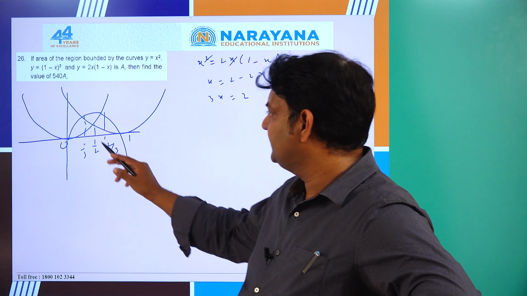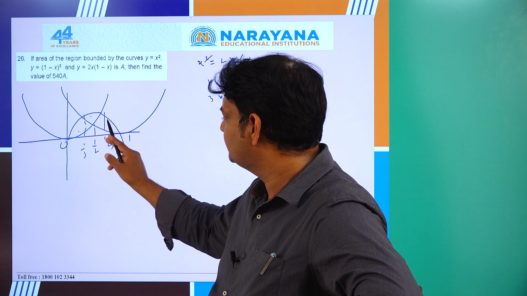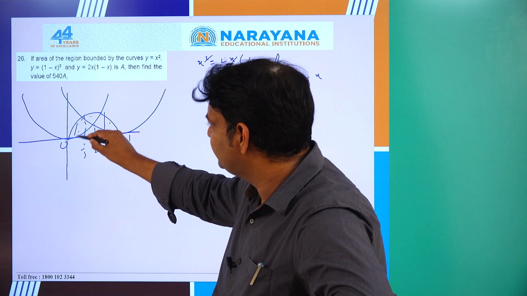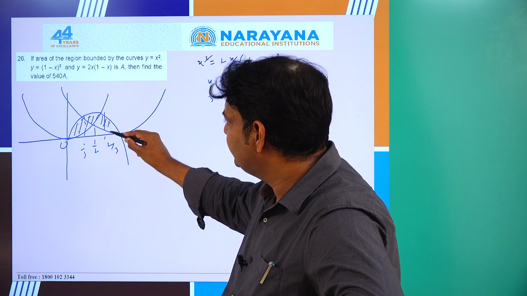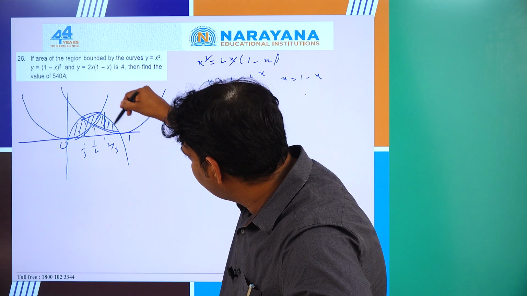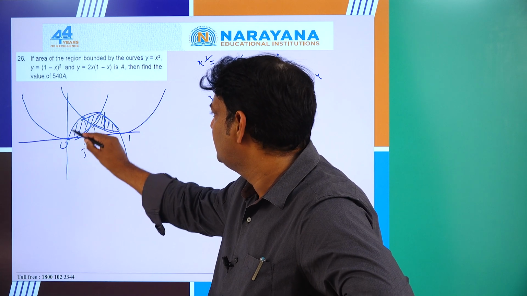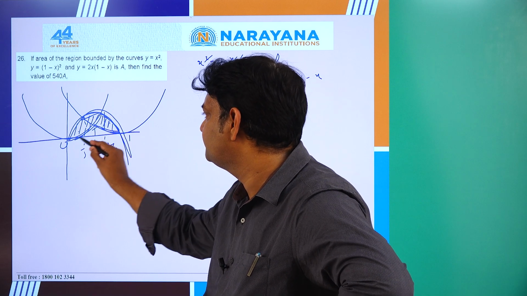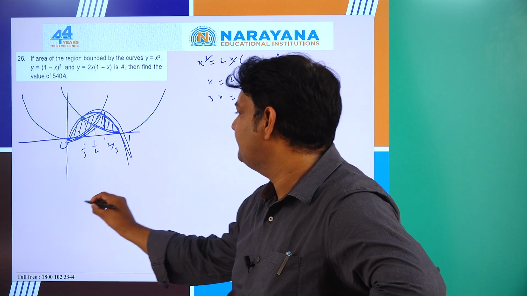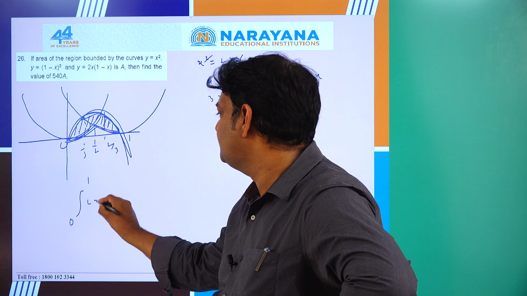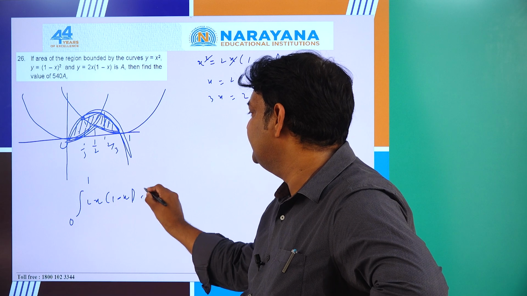Because you are getting this portion also, this portion also, this portion also bounded between the three curves. So let us assume that this is what he is asking: bounded by the three curves. So what we will do, from this portion we will just subtract this portion. That is, integral 0 to 1, what is this curve? 2x into 1 minus x dx.